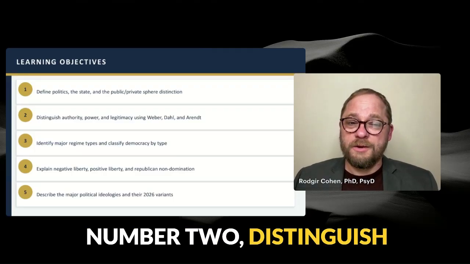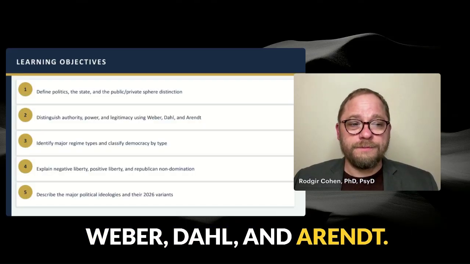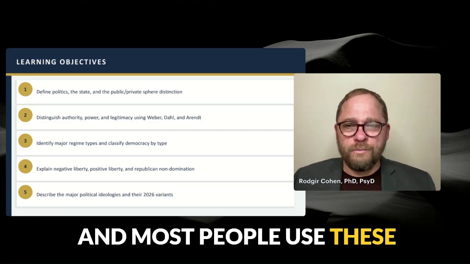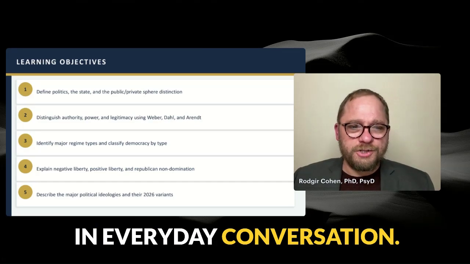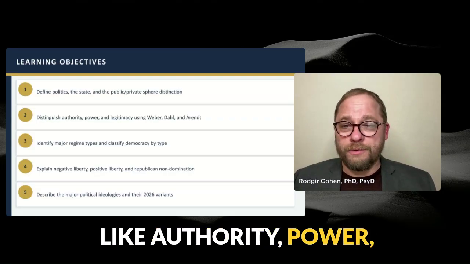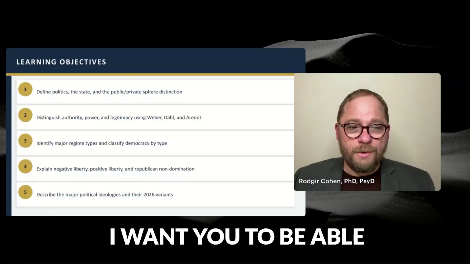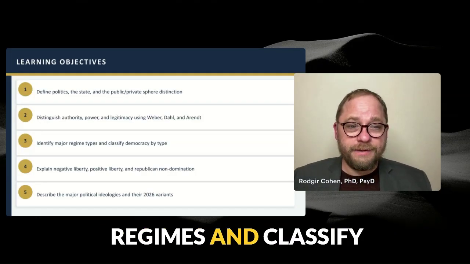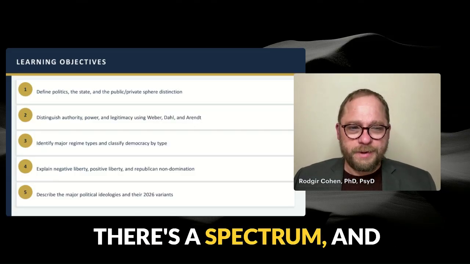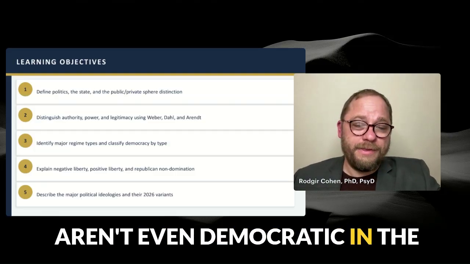Number 2, distinguish authority, power, and legitimacy using people like Weber, Dahl, and Arendt. 3 thinkers, 3 related but very different concepts, and most people use these words interchangeably in everyday conversation. Political scientists do not use them interchangeably, like authority, power, and legitimacy. Number 3, I want you to be able to understand what a democracy is. I want you to be able to identify the types of regimes and classify democracy by that type. We'll see that a democracy is not a single thing. There's a spectrum. And some things that call themselves democracies aren't even democratic in the meaningful sense of what it means to be a democracy.